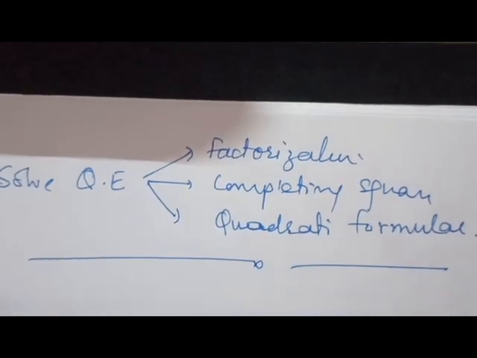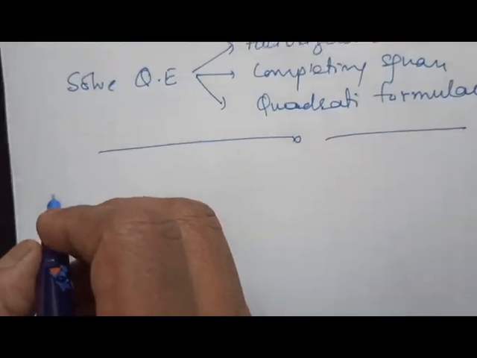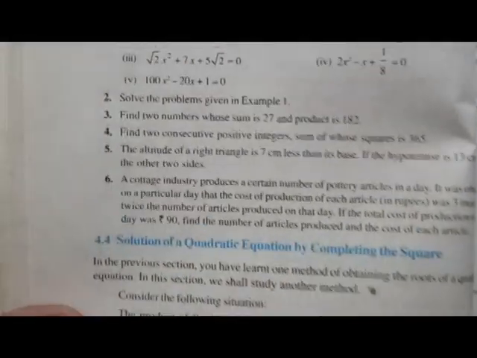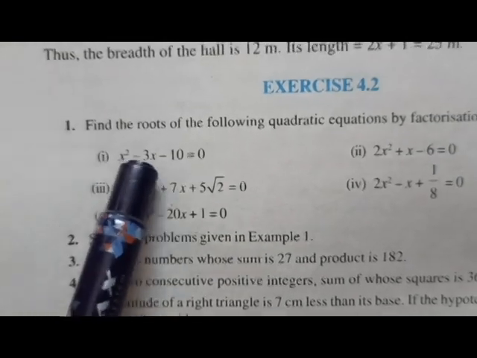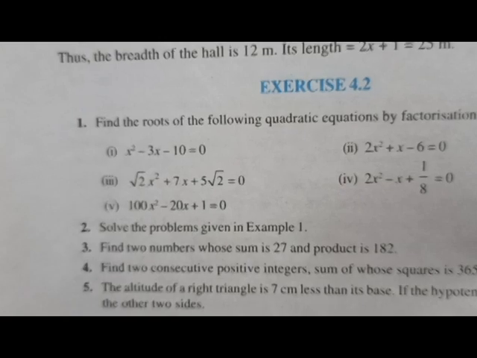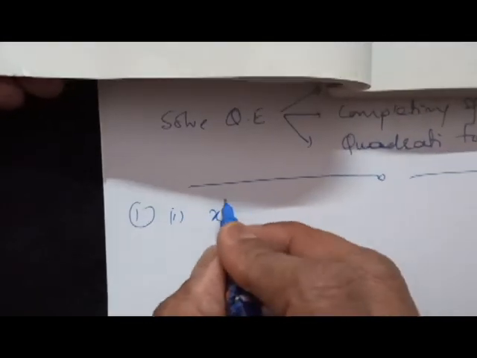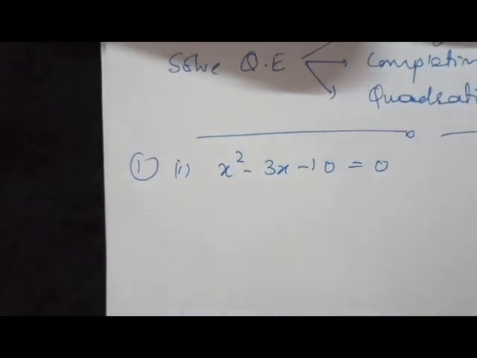As you all have been doing the splitting of the middle term, the same splitting of the middle term will be used here to solve the question using the factorization method. Now see here, find the roots or zeros or solution. The three of them mean the same thing. So here we are going to talk about x square minus 3x minus 10 is equal to 0.